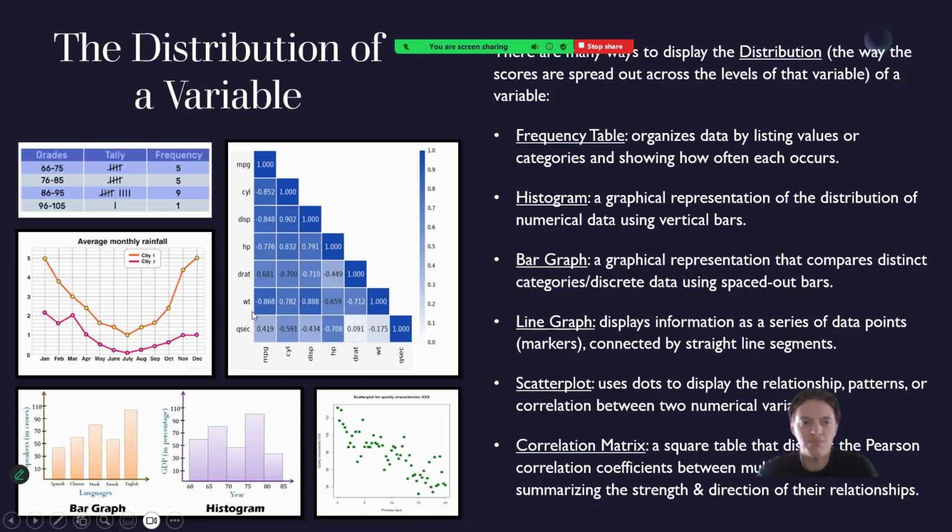And finally, a correlation matrix is this one right here, last big one up here. It's a square table that displays the Pearson correlation coefficient, or Pearson's R, between multiple variables, summarizing the strength and direction of their relationship. It's a matrix, or like an outline of a bunch of different things and the correlations between them. So lots of different ways to display the distribution. And again, here we're in descriptive statistics. We're just describing or displaying what it is that we have learned.